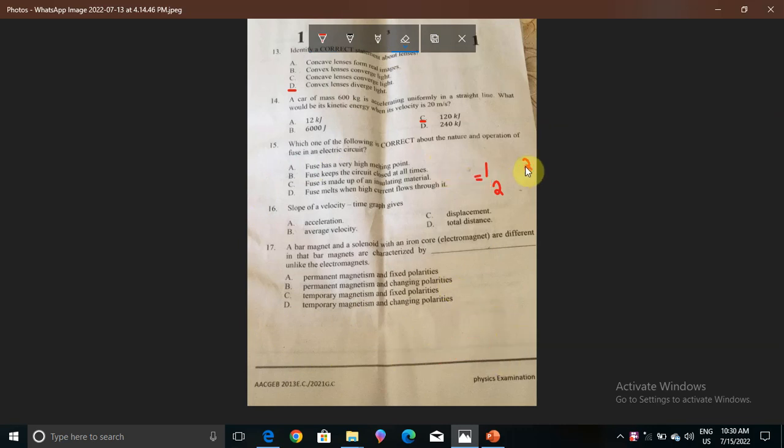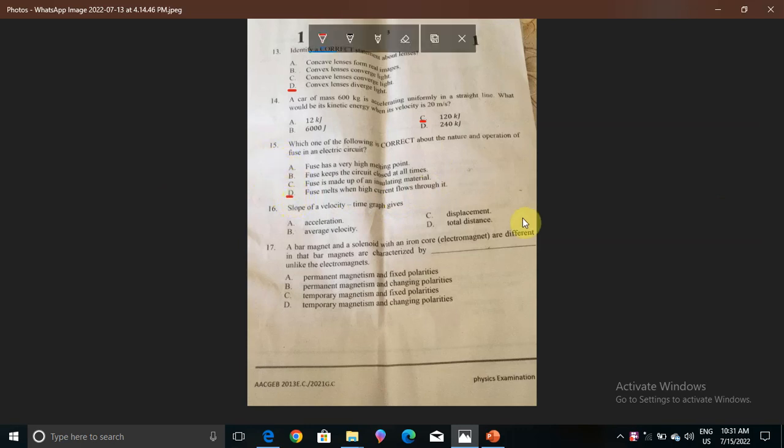The first choice says the fuse has a very high melting point, and in the second choice we have the fuse keeps the circuit closed at all times, or the fuse is made up of an insulating material, or the fuse melts when high current flows through it. The correct one is D. The fuse melts, because when high current flows through it. So question number 15, its answer is D.